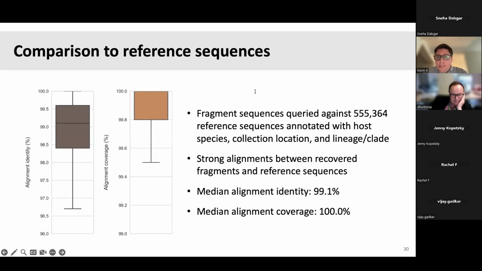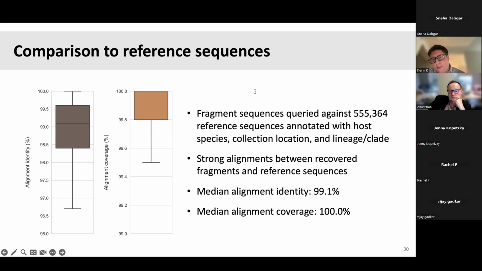So the first approach is that we compare the fragments to reference sequences from well-characterized viruses in global databases. We queried the 19,000 fragments that we recovered against over 500,000 reference sequences that were annotated with their host species, their collection location, and their lineage/clade if it was applicable. And we obtained very strong alignments between our fragments and their best matching reference sequences. The median alignment identity was 99.1%, and the median alignment coverage was 100%.